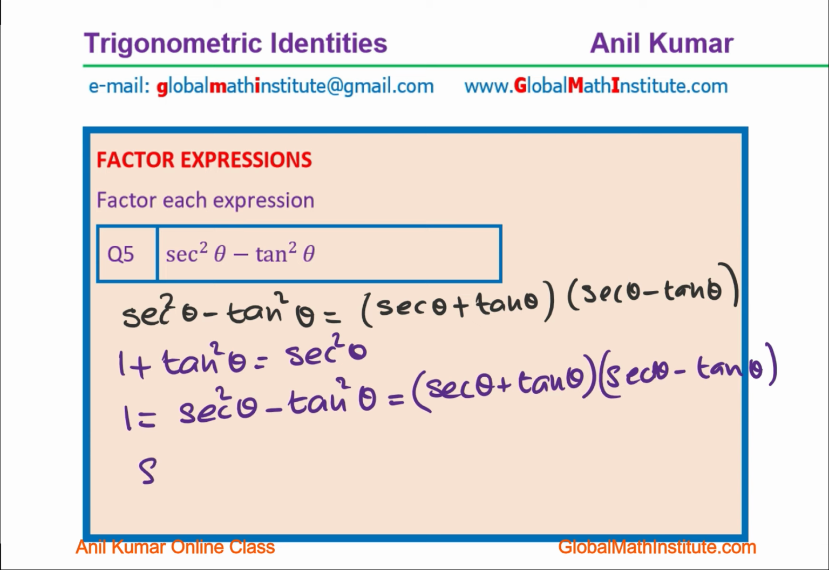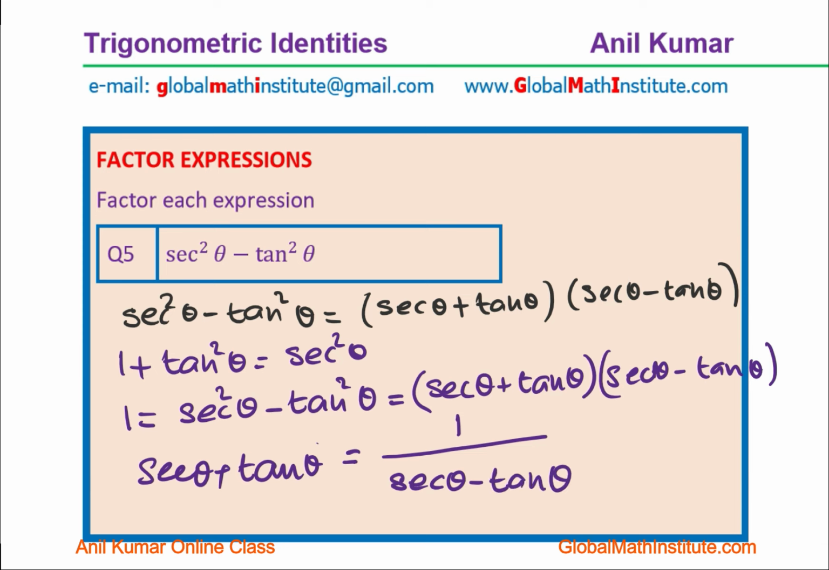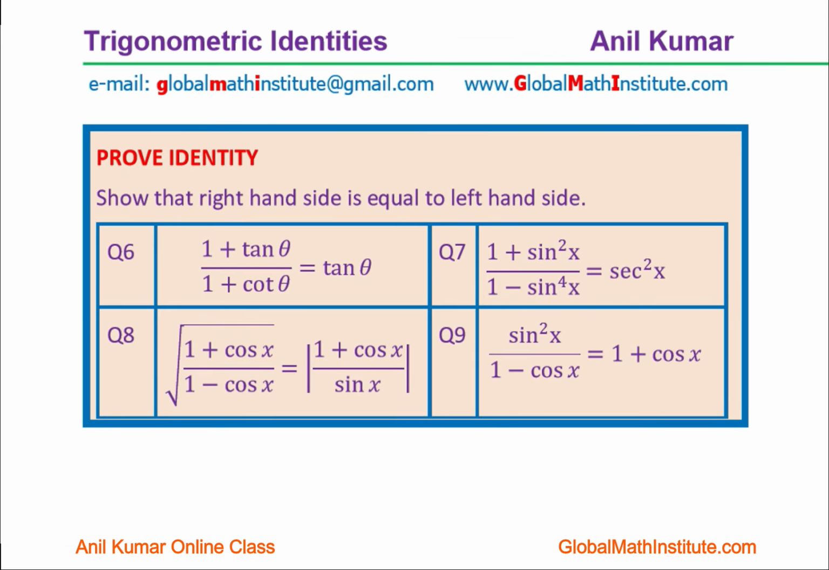We could write secant theta plus tan theta as equal to what? As 1 over secant theta minus tan theta. You get the idea. So this is a huge property which can help us prove many identities. So the idea of taking this particular question in between was to show you how powerful this particular factoring can be and how many times it can help you solve some difficult questions. Perfect. Now let's get on to some real trigonometric identities.